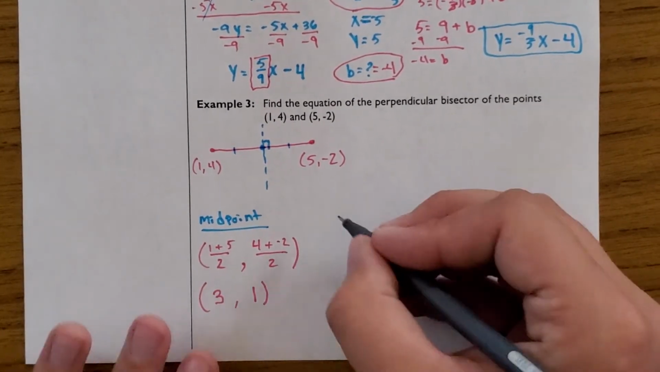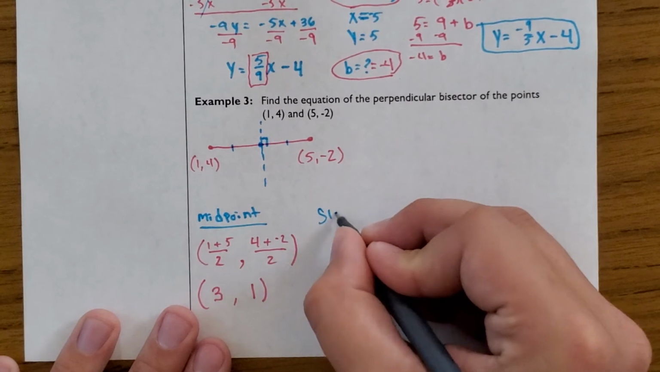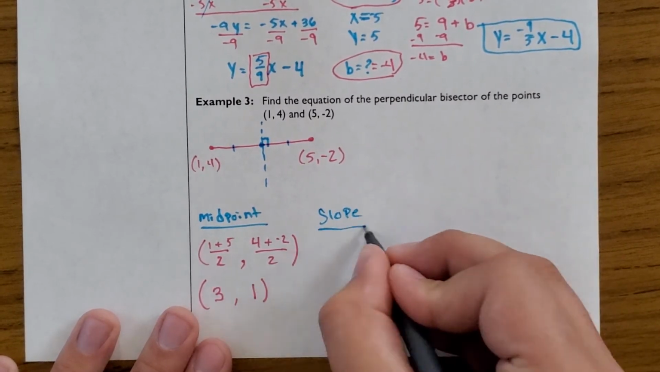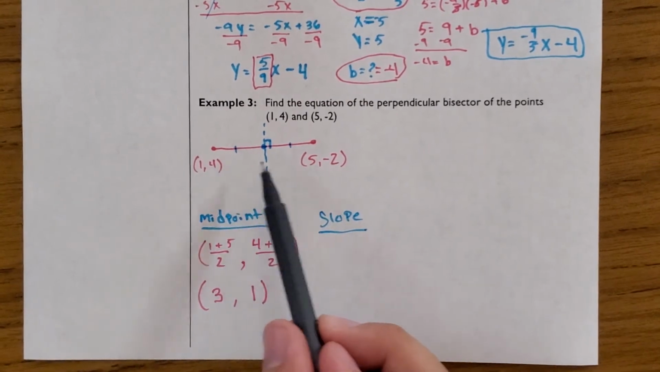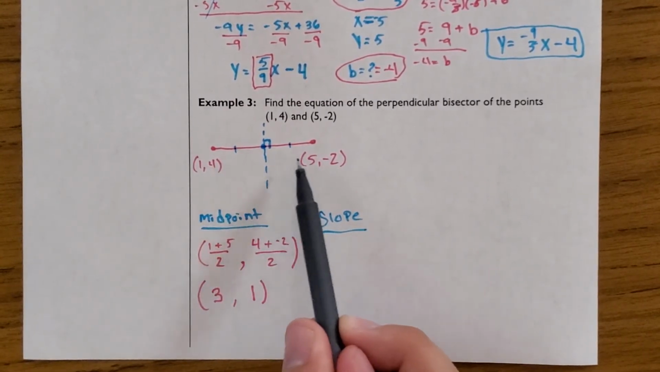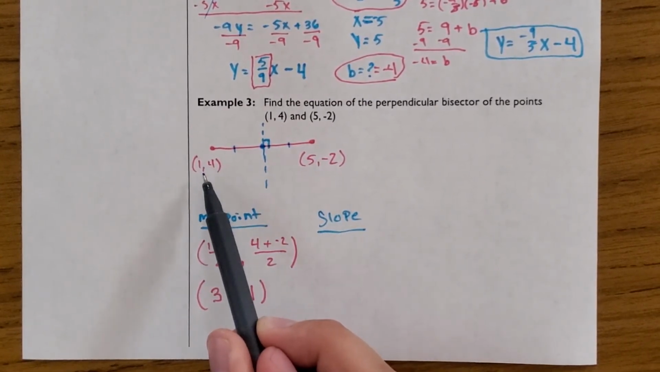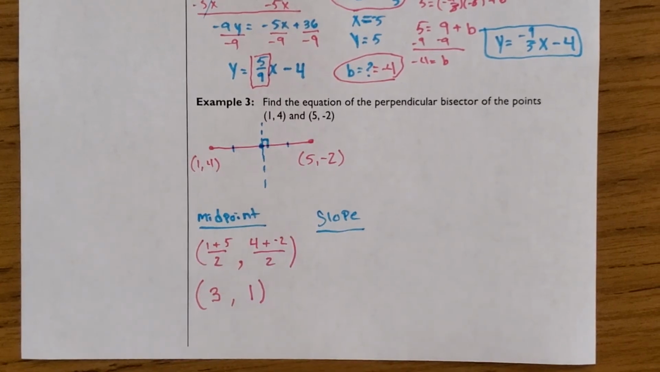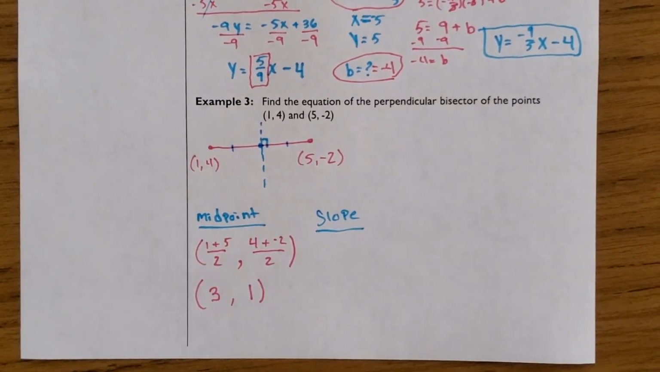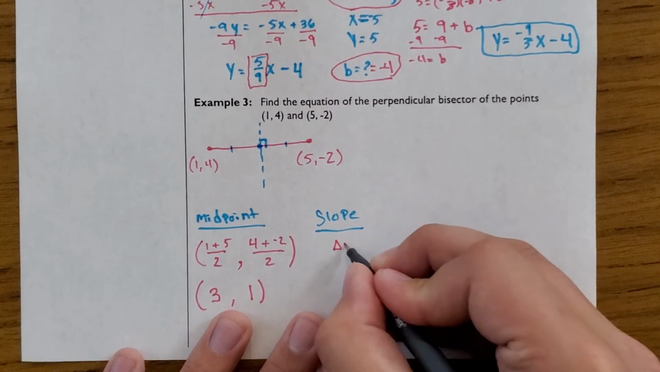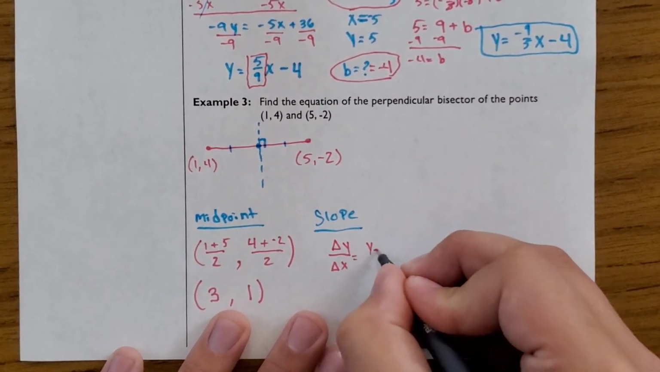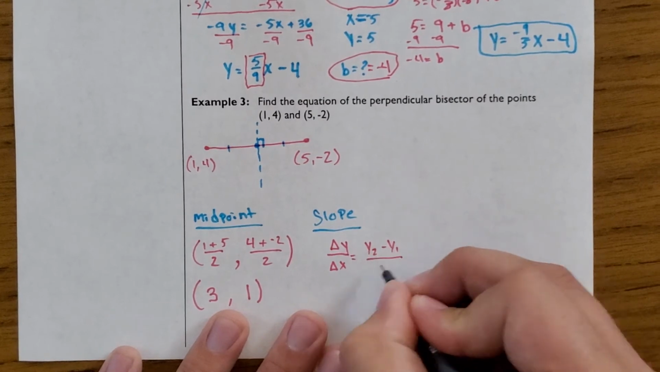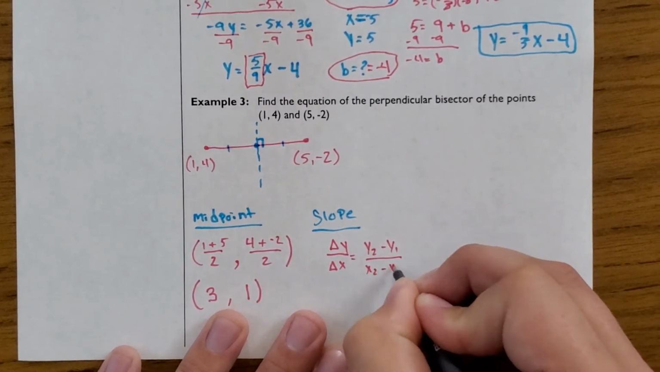I also need to know the slope, though. Well, I can't figure out the slope of the perpendicular line until I find the slope of the original line. So I need to find the slope of the line that goes through the points 1, 4, and 5, negative 2. If you do not remember your slope formula, it is change in y over change in x, or y2 minus y1 over x2 minus x1.